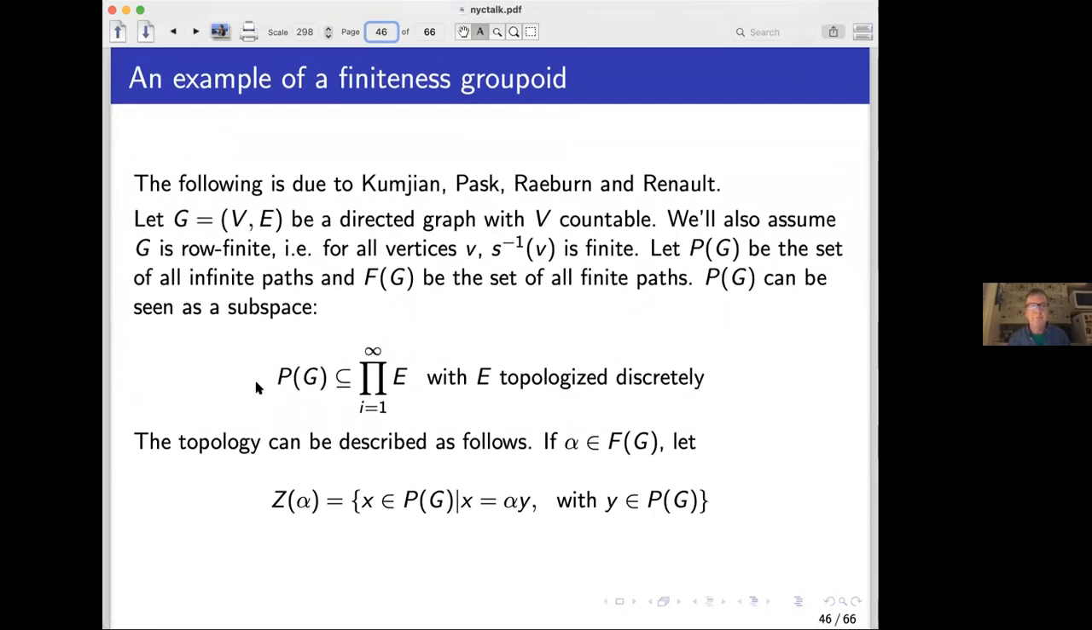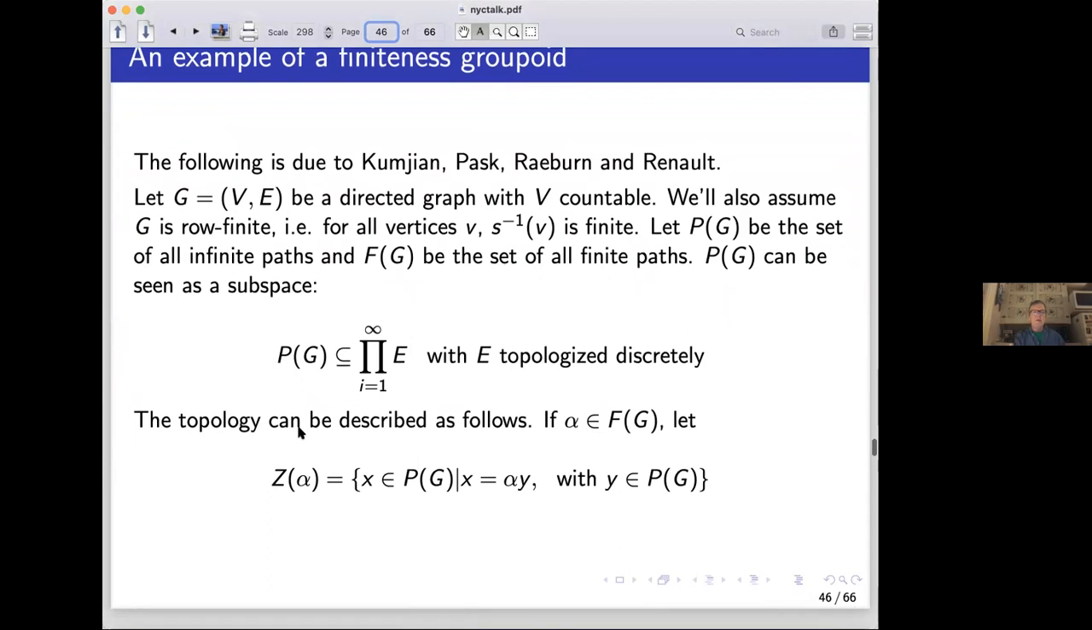algebra, a ring. And this is Kumjian, Pask, Raeburn, and Renault. So if you give me a directed graph with V a countable set, and we're also going to assume that G is a row finite graph, where that means the obvious thing, then I'm going to take P of G to be the set of all infinite paths and F of G to be the set of all finite paths. Then P of G is a subspace of the infinitary product of edges, where E is topologized discretely. So that gives P of G a topology.